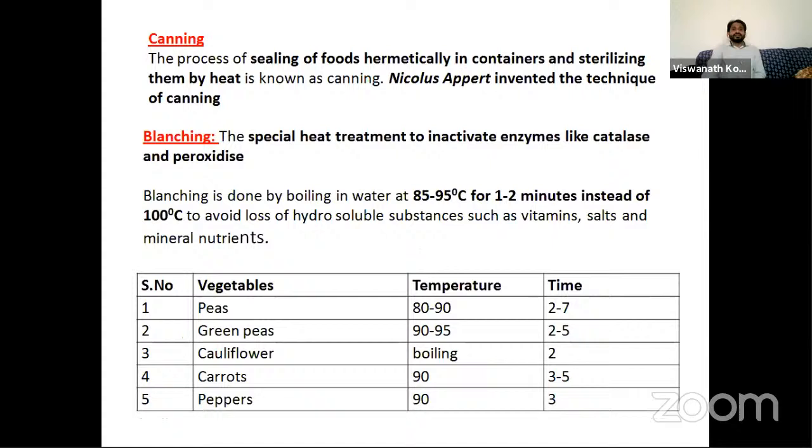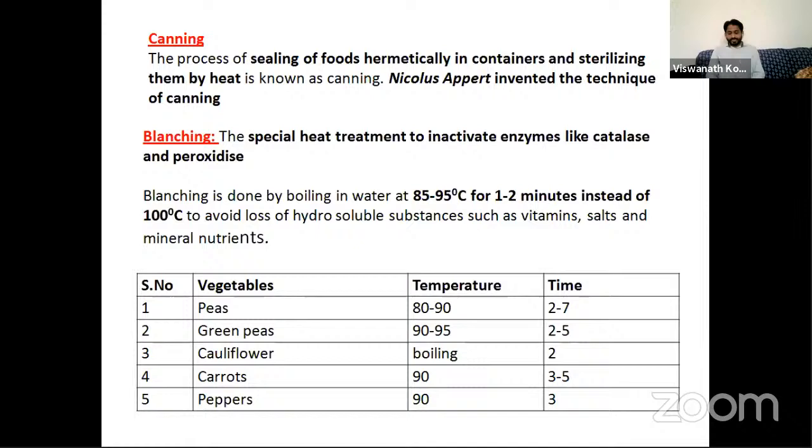Canning is an important preservation method where the foods are hermetically sealed in containers, sterilizing them by heat. You may know the procedure of canning. And blanching. This blanching is different. Blanching is a special heat treatment to inactivate enzymes like catalase and peroxidase. By boiling the products at high temperature in less time, we inactivate certain enzymes like catalase and peroxidase. This is one of the preservation methods. This blanching is different from field blanching. In the field, in the case of asparagus, salvia, and leek, we do blanching to preserve their flavor and tenderness and to prevent exposure to sunlight.